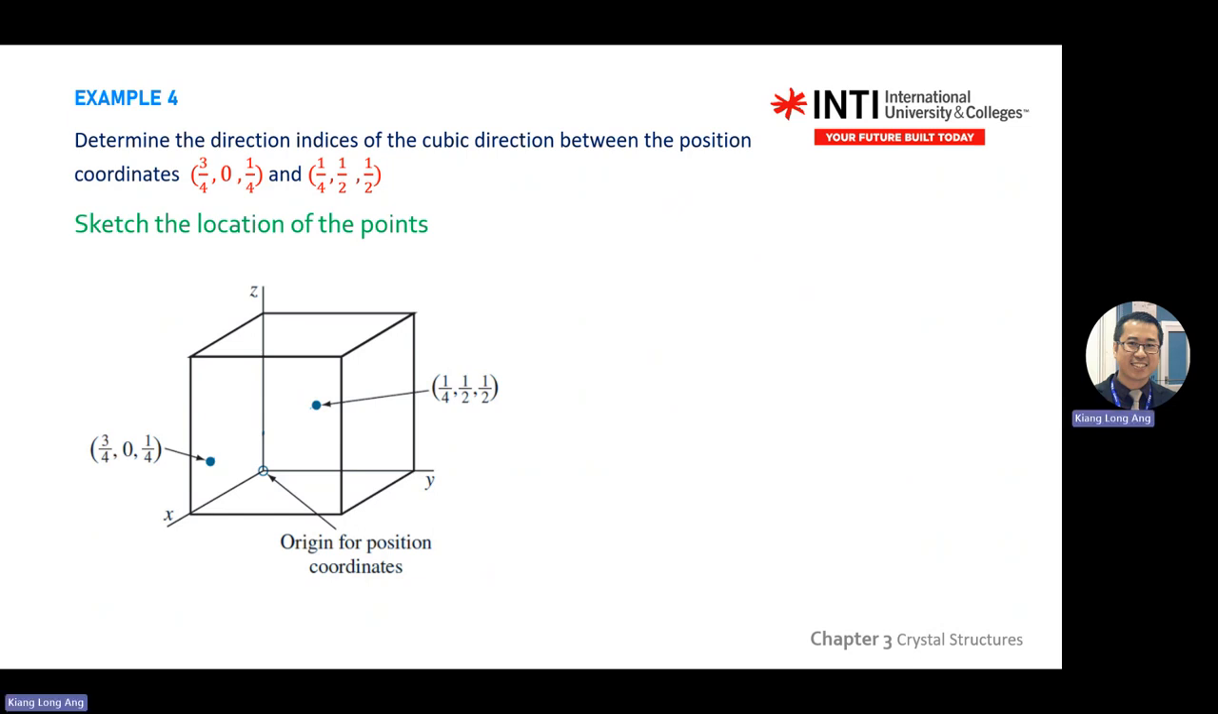It can be a tricky question. It can have two answers. One is from the first point to the second point. One is from the second point to the first point. But it depends on how the question asks you. For example, in this tutorial question, two answers are also correct because it didn't tell you from what position to what position. It just gives you two points and you predict the direction.